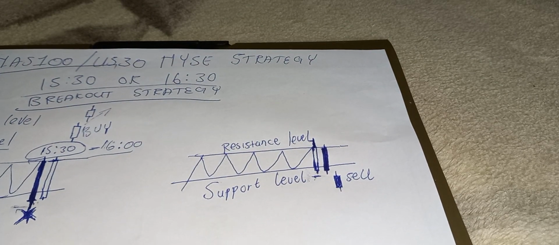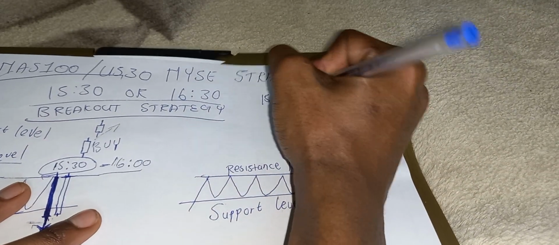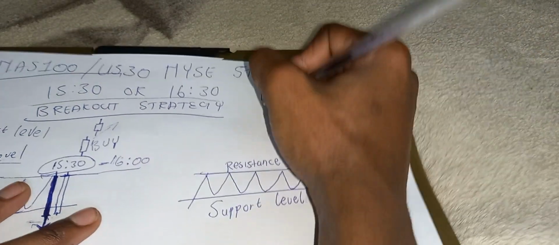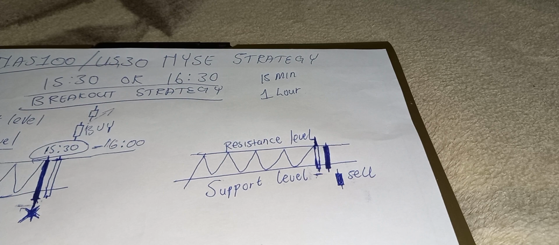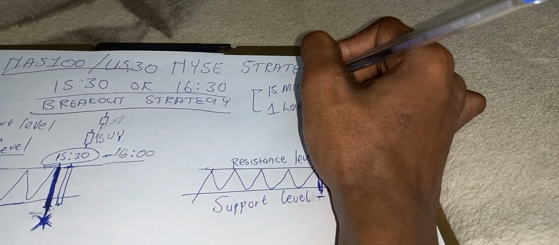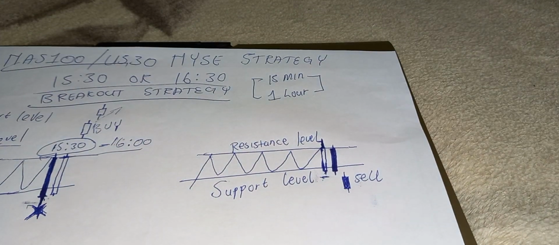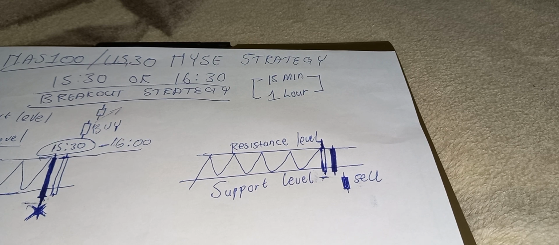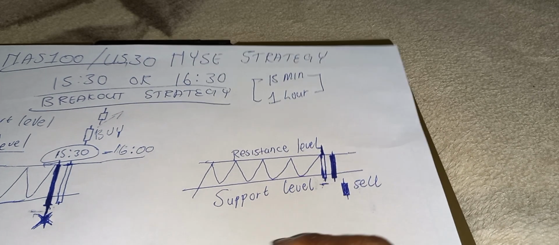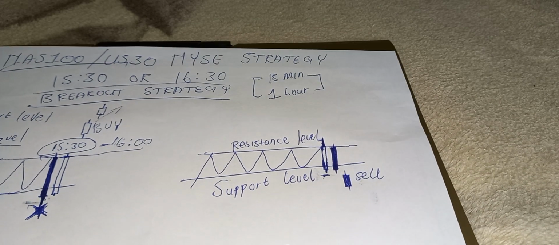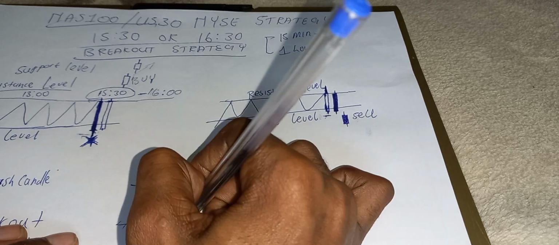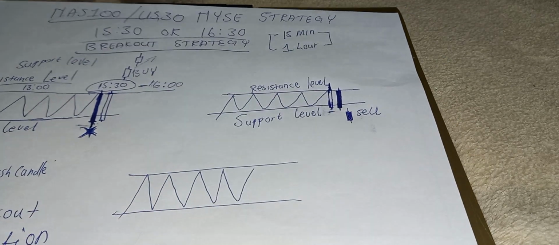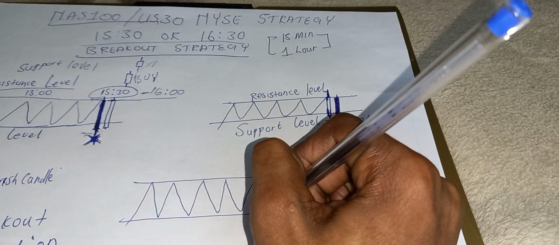Now this strategy, you can apply it on a 15-minute time frame or on a 1 hour time frame, right? This is a breakout strategy. Now this is very simple and understandable. In simple terms, you have a channel. When you have your channel, what do you do? You wait for a breakout.